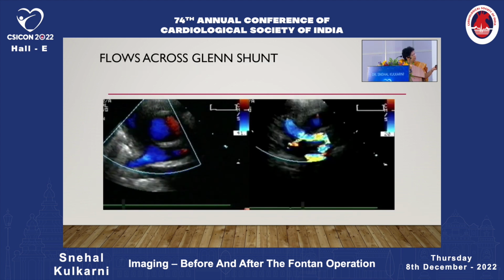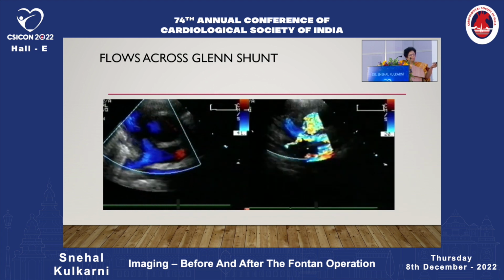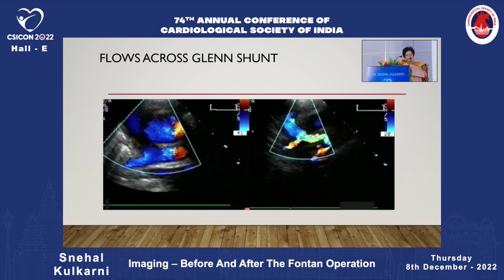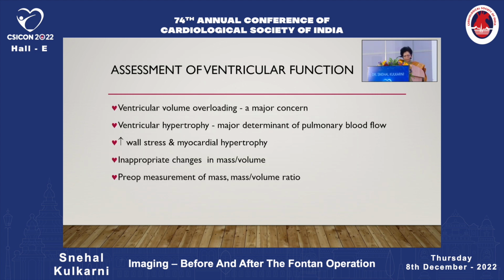So this is our right side. You see a smooth flow across the Glenn without any distortion. But on the other side, you see there is significant narrowing at the SVC-RPA anastomosis. And you know that's going to create a problem in the post-operative period or during the surgery as well, because we need to define or address the right pulmonary artery narrowing prior to surgery.